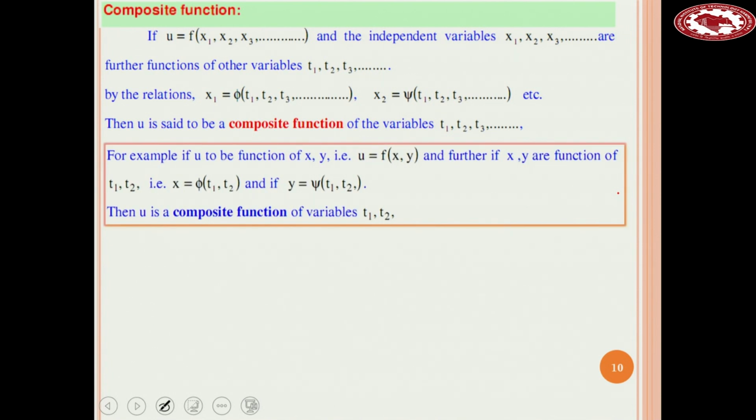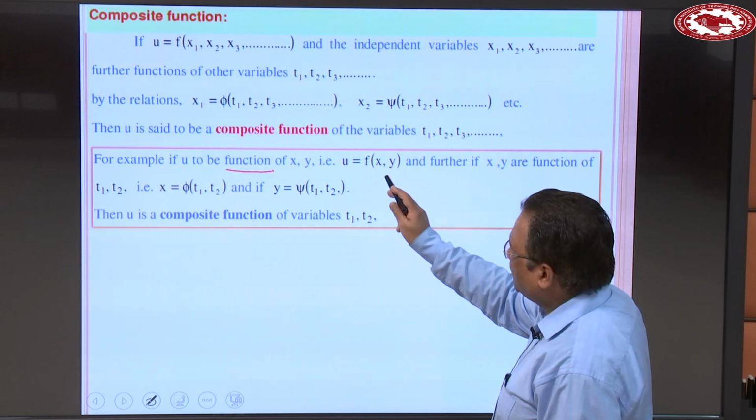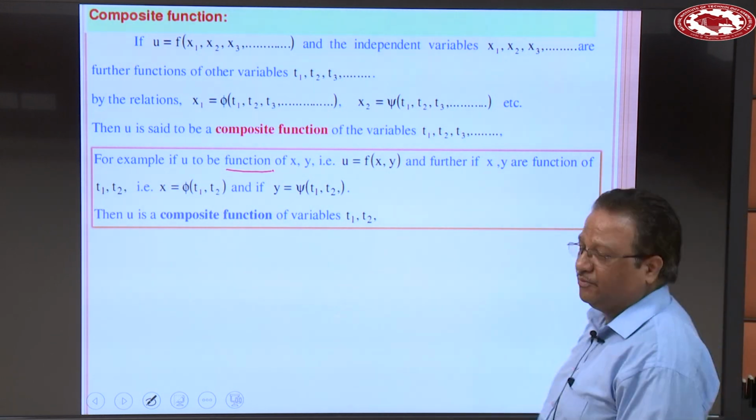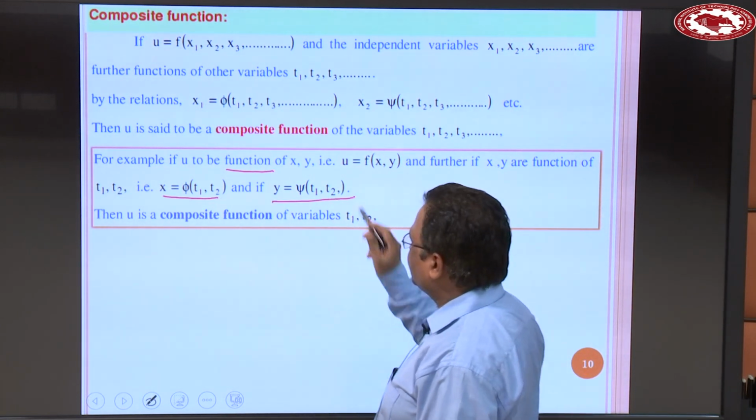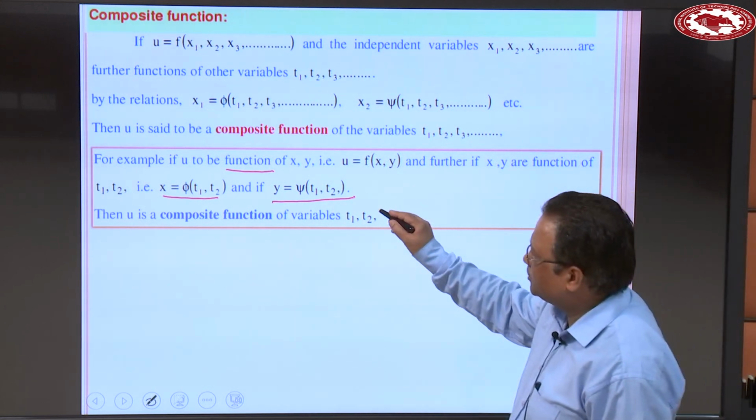For example, if u is a function of x and y, and further if x and y are functions of t1, t2, that is x is a function of t1, t2 and y is a function of t1, t2, then u is a composite function of these two variables.